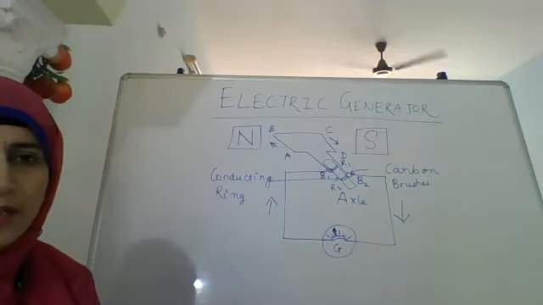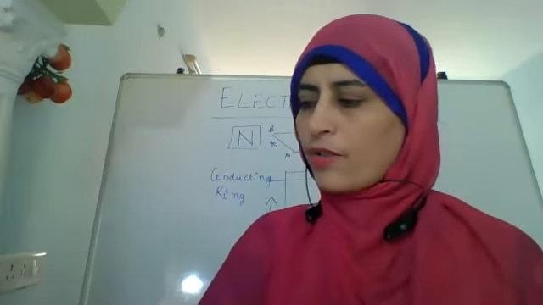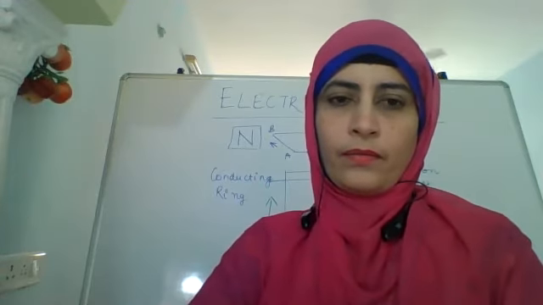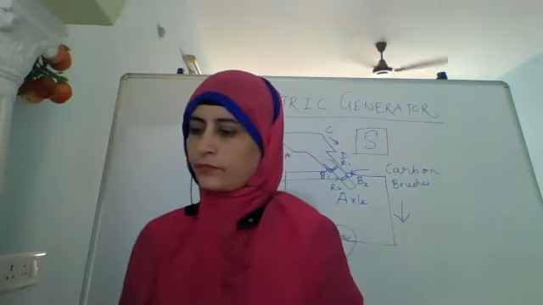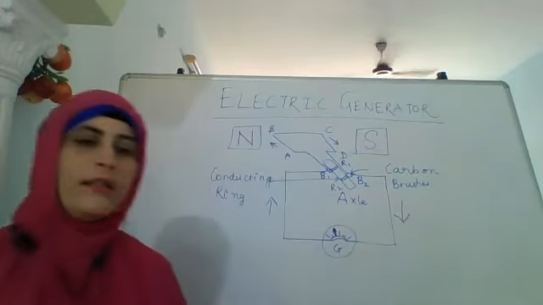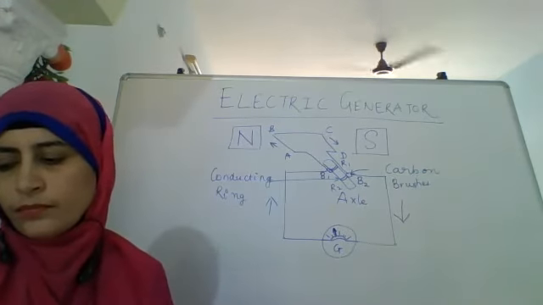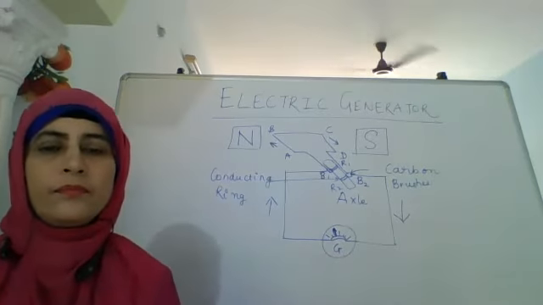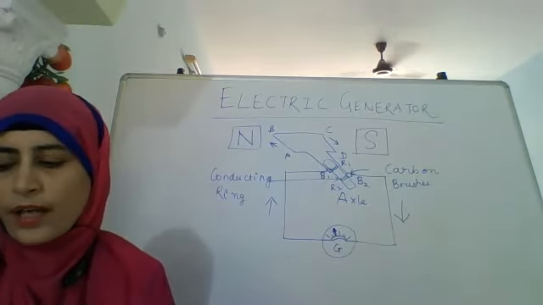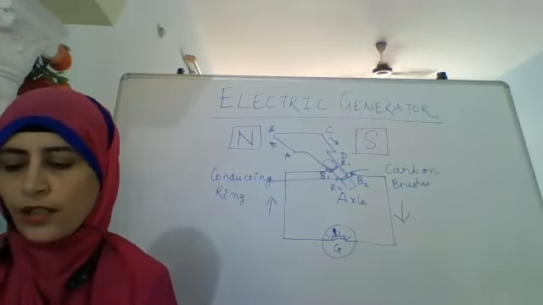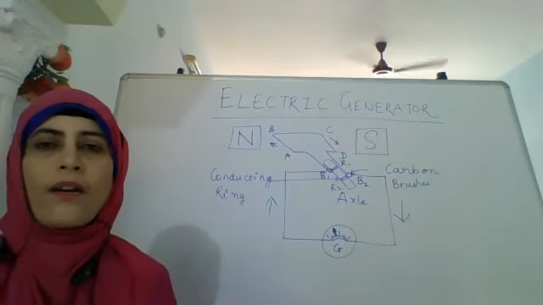So first, write the first subtopic: electric generator. After that, in the first line write: an electric device which converts mechanical energy into electrical energy is called an electric generator. I'll repeat: an electric device which converts mechanical energy into electrical energy is called an electric generator.